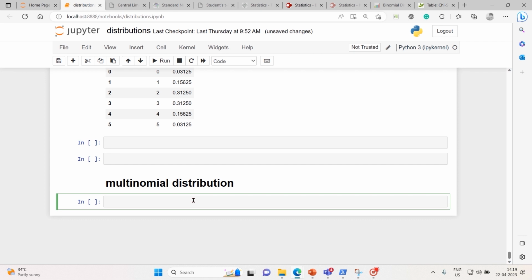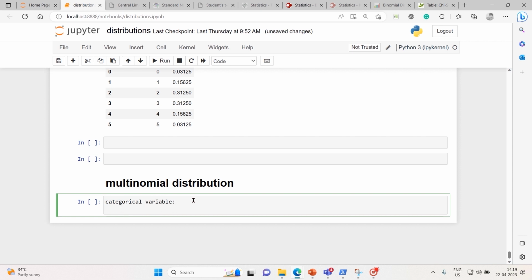So for example, let's suppose we have a categorical variable, and that categorical variable has the possible outcomes A, B, C, D, E. These are the k, that equals 5, possible outcomes of that categorical variable.